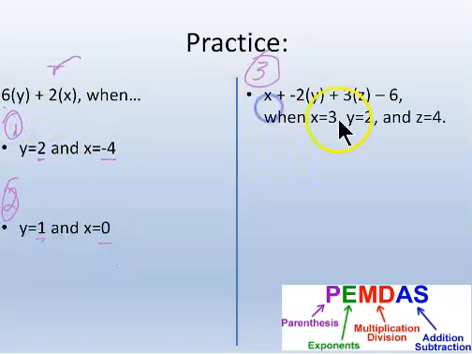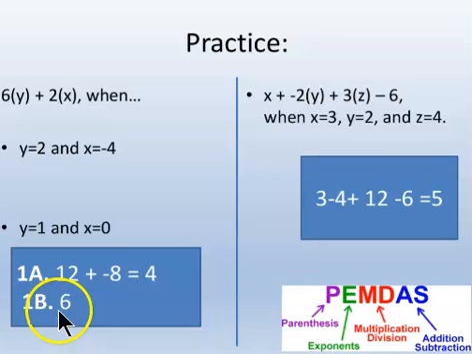And then over here, I'm giving you y, x, y, and z. See if you can substitute them in and solve. Pause the video, see if you can get it. Here's my answer. For A, I have 12 plus negative 8, which gives me a positive 4. And here for B, I have 6. On this one here, I end up with 3 minus 4 plus 12 minus 6, which gives me 5. Hopefully you got that. Let's try a couple more.